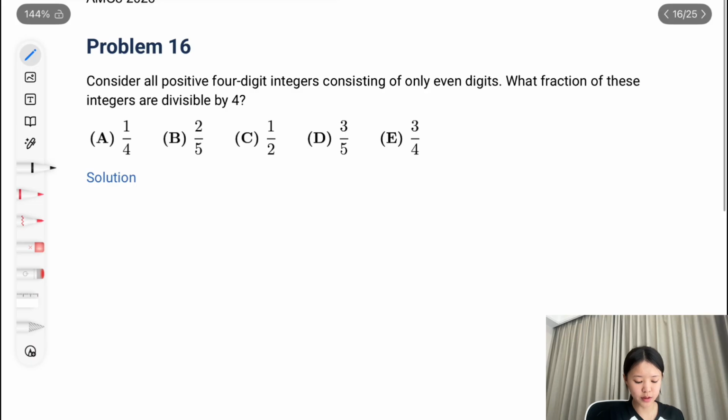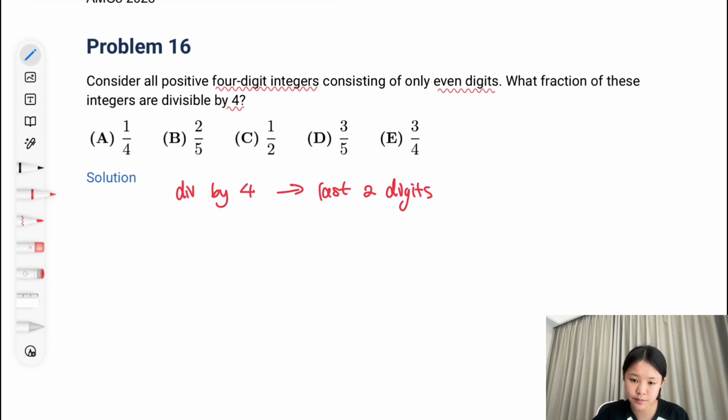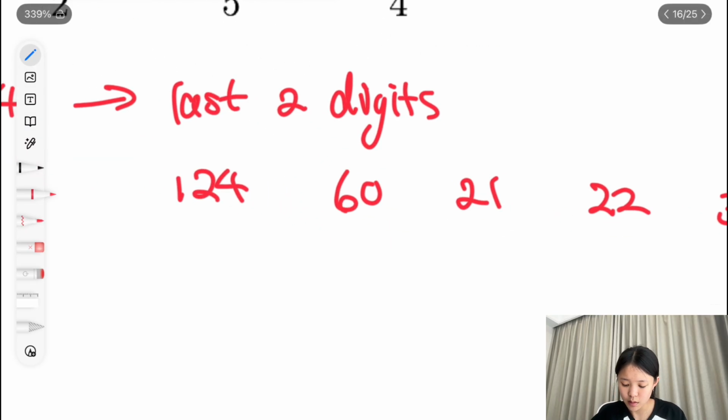Okay, problem 14. Consider all the 4-digit integers consisting of only even digits. What fraction of these are divisible by 4? Okay, so we know that when a number is divisible by 4, it means that the last 2 digits are divisible by 4 as well. So what this means is basically, if we look at some examples, I'll give out some numbers like 1, 2, 4, 60, and then 21, 22, 32, and 04.